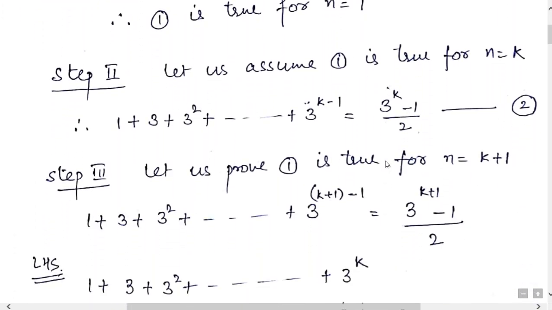In step number 2, you have to assume number 1 is true for n is equal to k. Now what is the meaning of number 1? Basically it is the given statement in terms of n. 1 plus 3 plus 3 square up to so on 3 raised to power k minus 1 is equal to 3 raised to power k minus 1 divided by 2. Let it be number 2.